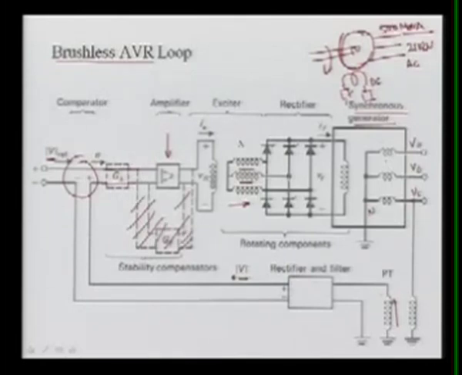Don't consider this. Then what is happening: this error is coming to your amplifier circuit. This amplifier is used because the error signal is very small. We require the field current, which requires some power. So here the field current is amplified, and then it is given to the field winding of this exciter.